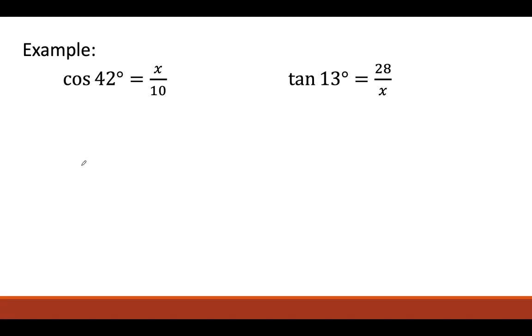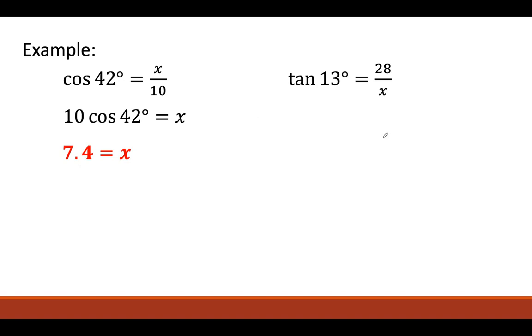Okay, let's go over the answer. On the first one, you would need to multiply both sides by 10, and after you've done that, you would get 10 cosine of 42 equals x. Plug that in your calculator, and you get x equals 7.4.